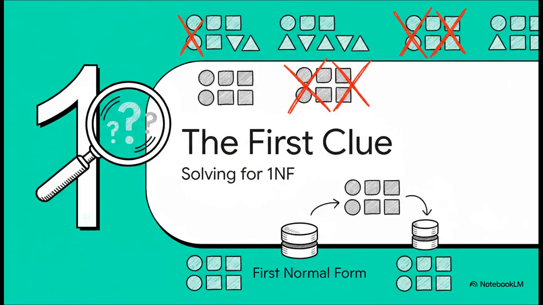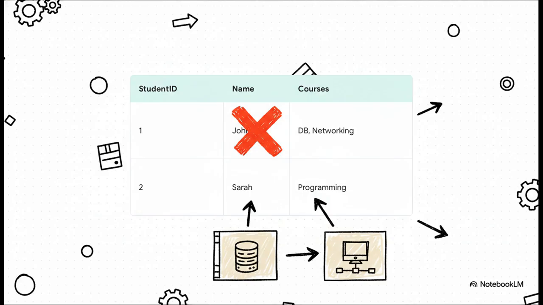The investigation officially begins, and using that first question, we find our first big clue right away, repeating groups of information. And that, my friends, is a huge violation of something we call first normal form. Just take a look at Exhibit A here. See that courses column for John? We've got two completely different courses, DB and networking, just crammed into one cell. That is a classic textbook sign of trouble. It's a total violation of our first rule.